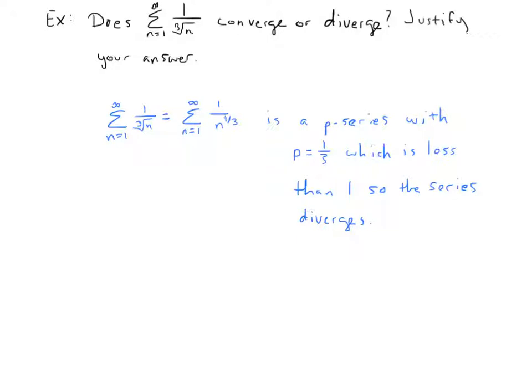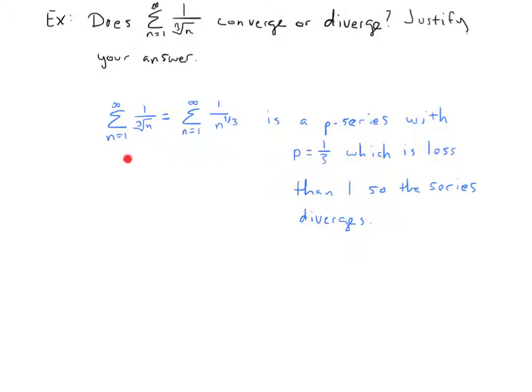Here's an example of what you might see with a P series. We're trying to figure out, does the infinite series of 1 over the cube root of n converge or diverge, and we have to justify our answer. Even if it doesn't say justify your answer for a question like this, you need to justify your answer. It's just assumed that you should include an explanation. It's not reasonable to just write converges or diverges for the answer. You have to say why.